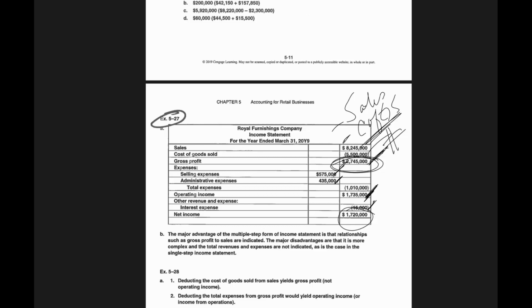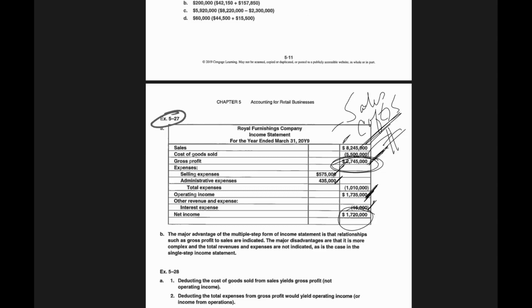If you take 2,745,000 divided by 8,245,000, then what we have is our gross profit percentage. And in this case, it's a little over 33%. So 2,745 divided by the 8,245, we have a 33% gross profit percentage. Is that good or bad? Can't tell you. I don't know exactly what the furnishings industry should have for a gross profit percentage, but we can certainly track it from one year to the next.